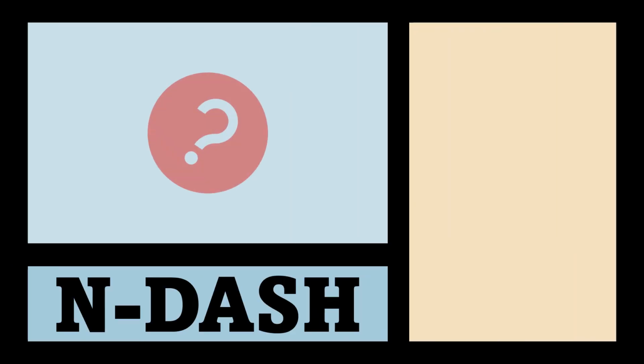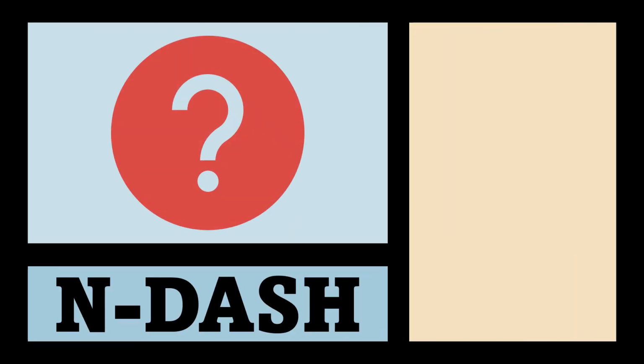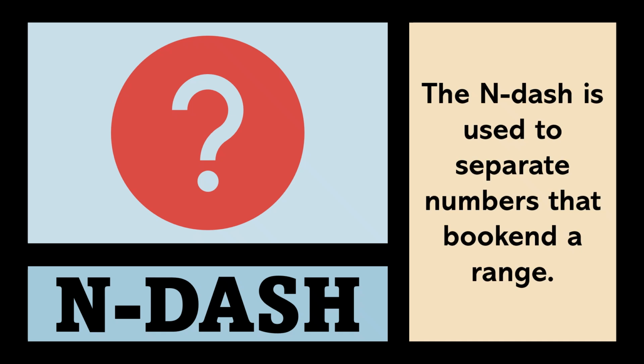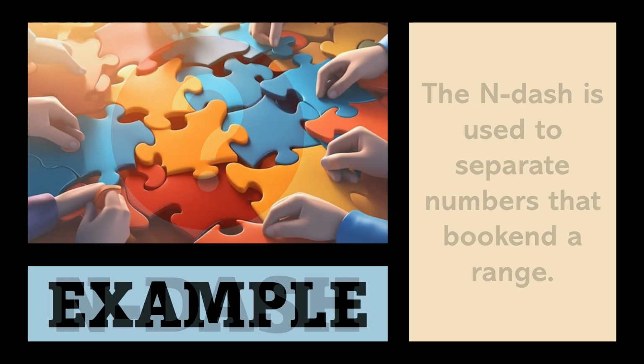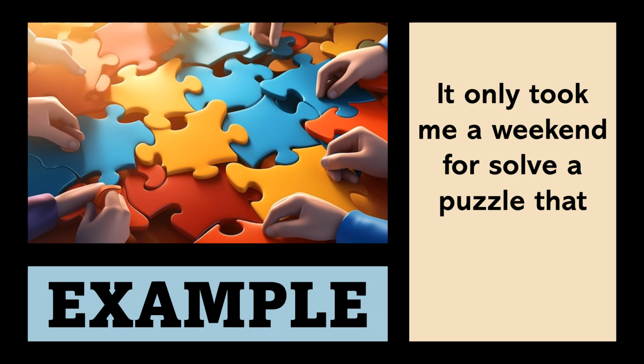So the N as in Nancy dash, what's its purpose? Well, the N dash is used to separate numbers that bookend a range. That's its very specific and restrictive grammatical context. Example: it only took me a weekend to solve a puzzle that said 3 to 5 years. In this case, we have the range 3 to 5 years, and there's an N dash, N as in Nancy, or the V dash, in between the two to distinguish that this is in fact a range.